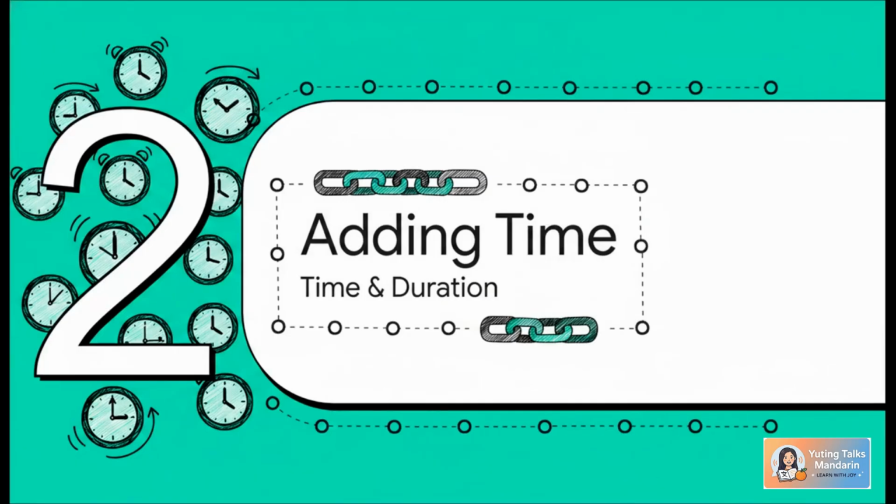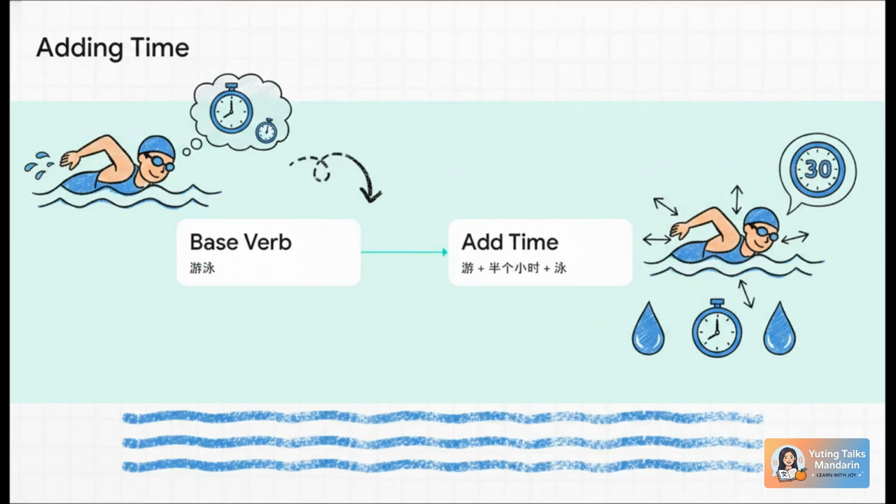Moving right along to Section 2, adding time to actions. Because what happens when we want to express exactly how long an action takes? Well, this is where that whole splitting feature becomes incredibly useful. Let's bring back our swimming example. The base word is yóuyǒng. Say we want to mention that we swim for half an hour, which is 半个小时.